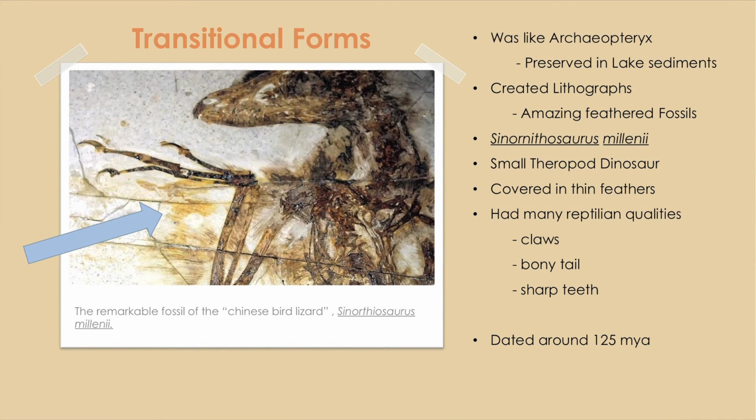Probably the most remarkable of the fossils found was of a small theropod dinosaur which they named Sinornithosaurus millenii. The whole body of this small theropod dinosaur was completely covered in thin, long feathers, except its scaly, chicken-like legs.